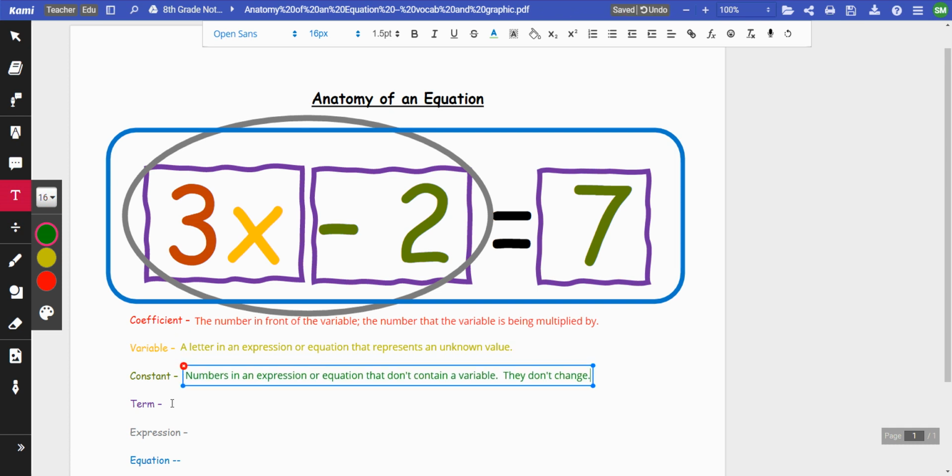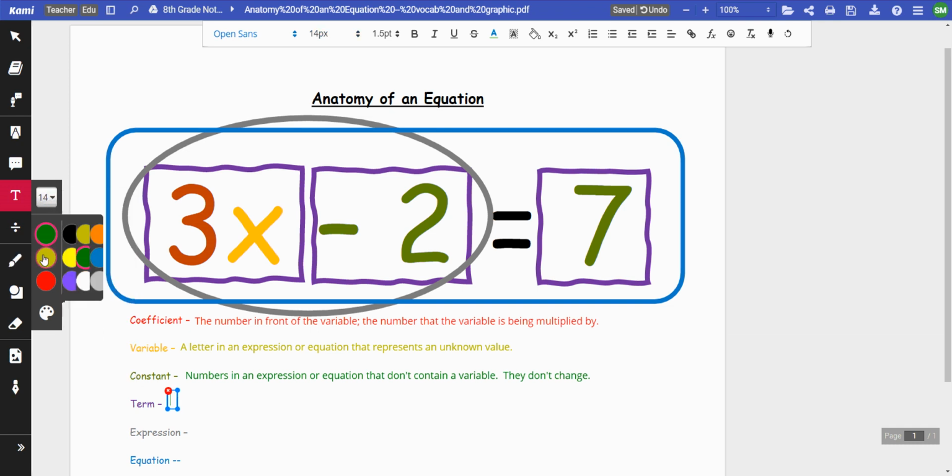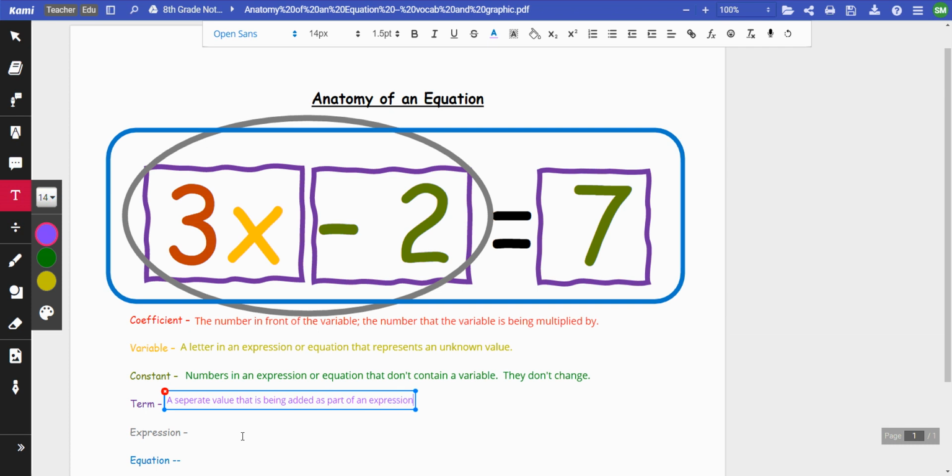They are constant. Okay, now terms, and I'm going to make this a little bit smaller because we're going to put some more information with this. I'm going to make it purple. Okay, terms. I put purple boxes around 3 different terms in this equation. A term is a separate value. I'm going to capitalize that. A separate value that is being added as part of an expression or equation.